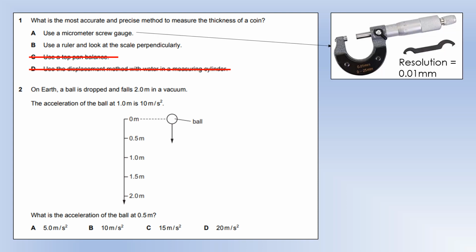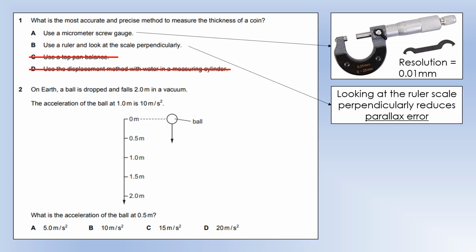So a micrometer screw gauge is this device here. You'll have probably used it to measure the thickness of wires and things like that. And you'll often talk about looking perpendicular to scales with thermometers and rulers because you're trying to eliminate parallax error. So these are both ways of measuring the thickness, but the most precise method would be using the micrometer because it has a resolution of 0.01 millimeters, so it should be more precise.